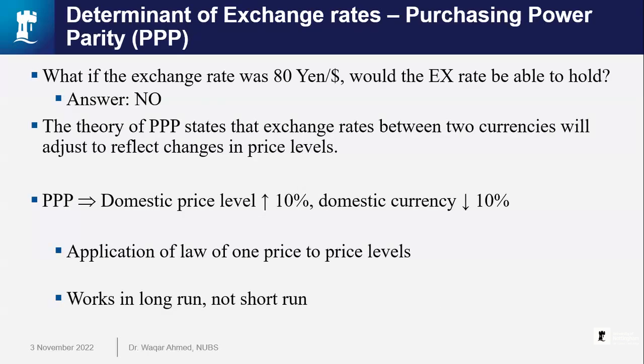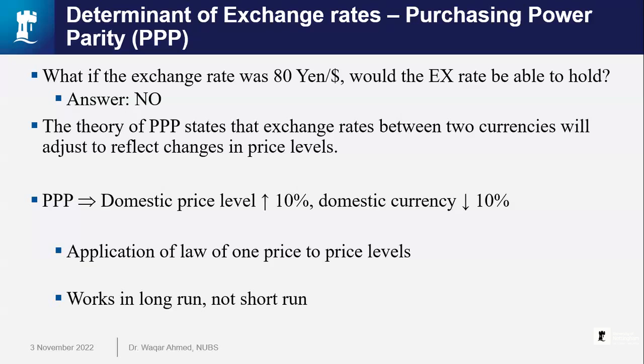So what if the exchange rate was actually 80 yen per dollar? Would the exchange rate be able to hold? The answer is no, because in that case the law of one price is violated, right? So the exchange rate must move in a direction that would ensure that the law of one price holds in the two countries.